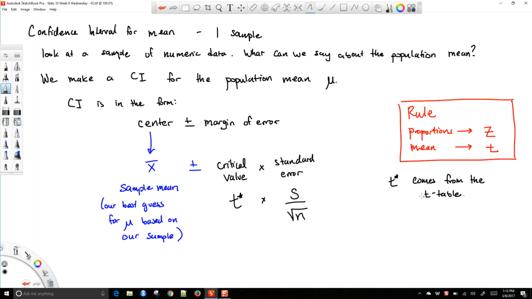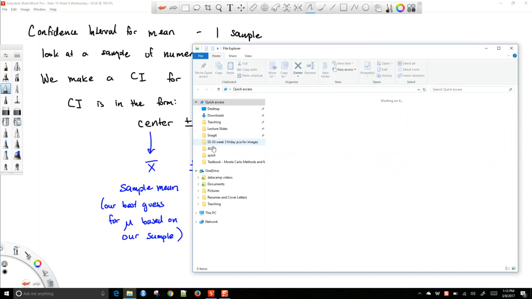Okay, and to decide what t star we're going to use, we need something called degrees of freedom. This is a bit of a mathematical idea. Degrees of freedom, which we will abbreviate to df. df is equal to n minus 1. It's our sample size, 1 less than our sample size. So n is our sample size minus 1. That's our degrees of freedom. We'll also need our confidence level. So let me pull up my t table.